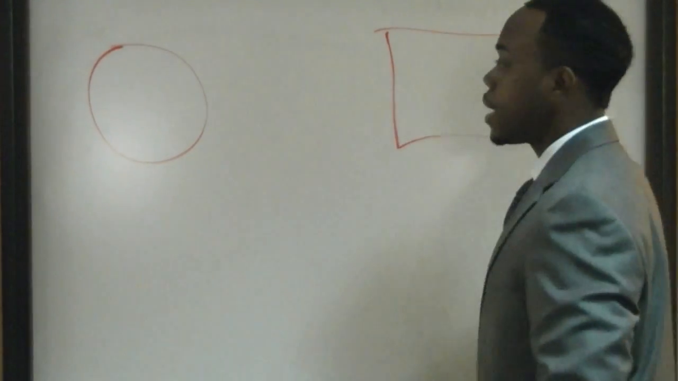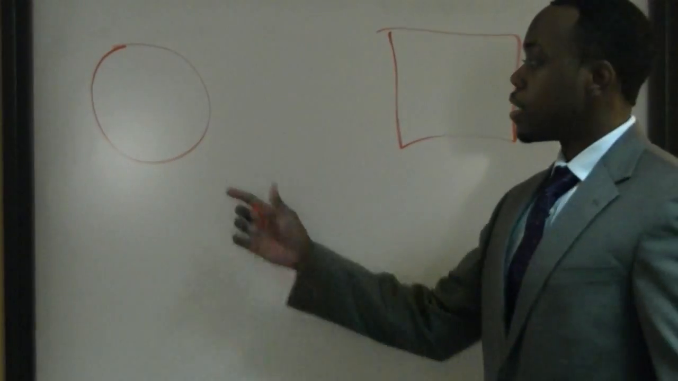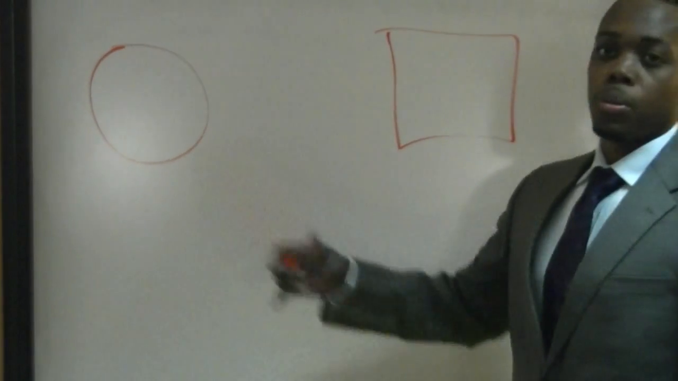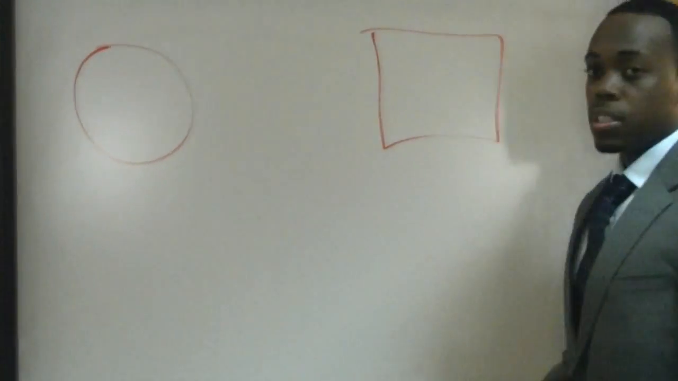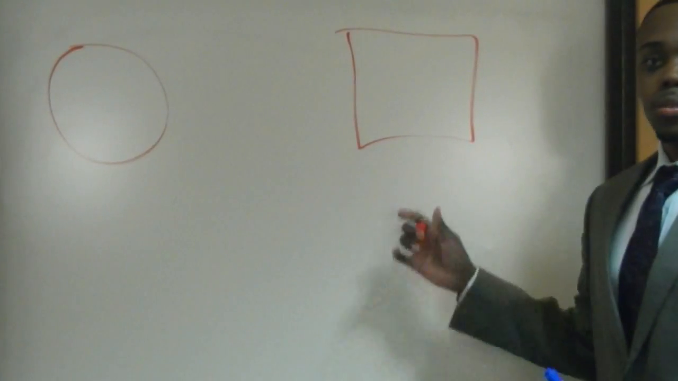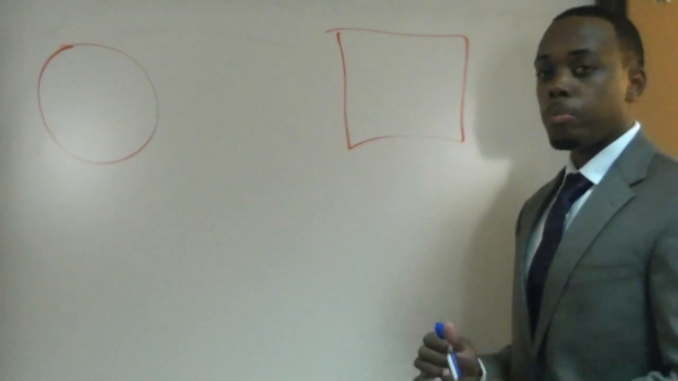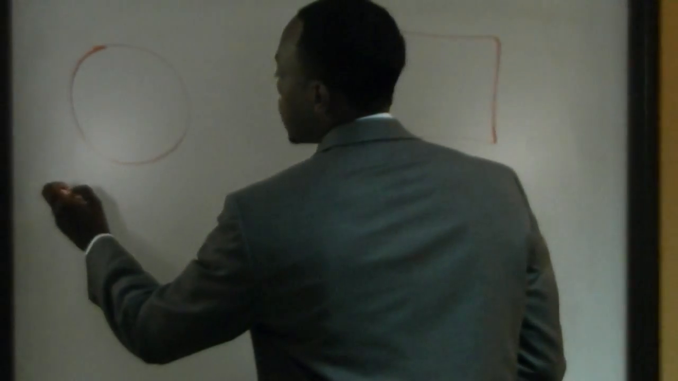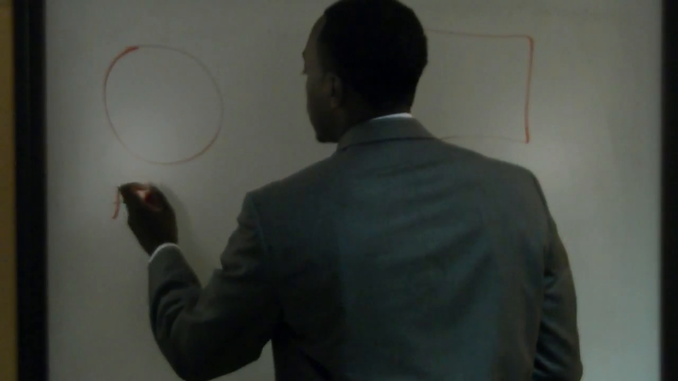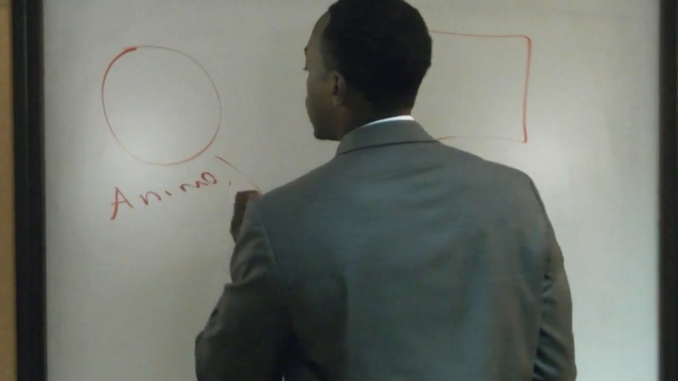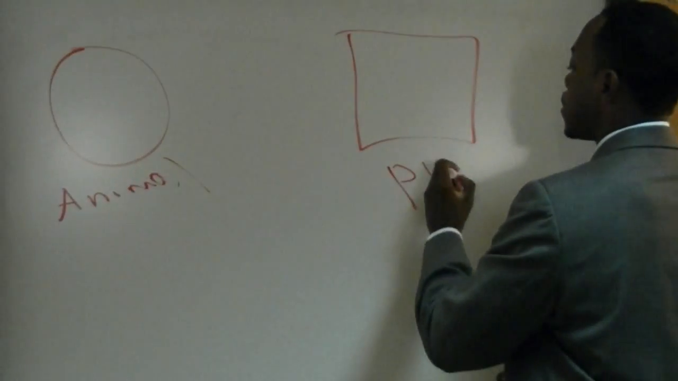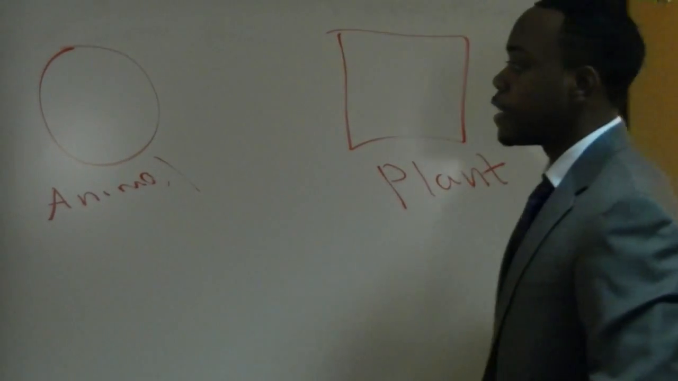First thing I might do, I might ask the kids, okay, what is this shape? They're going to tell me a circle or a zero or something of that nature. Then I ask them, what's this shape? They're going to tell me a box or a square or a rectangle, however I draw it on the board. Then I just label it. This is an animal, and this is a plant cell. Now, I go from there.